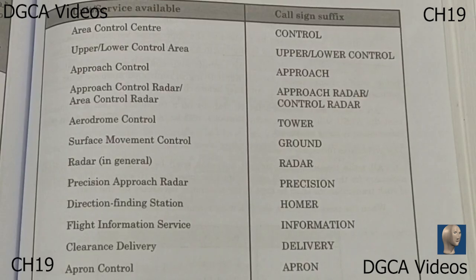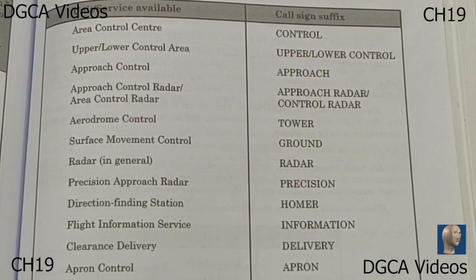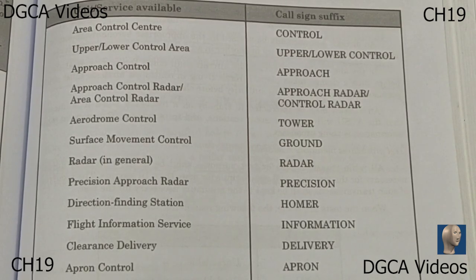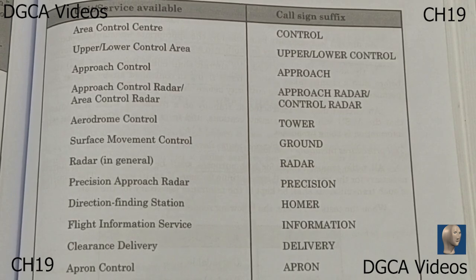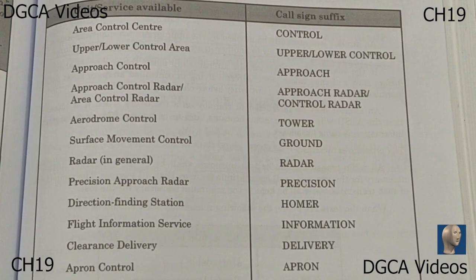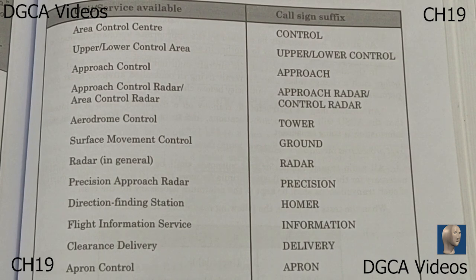That was all about phrases. We'll be coming to the call signs of aeronautical stations. So this is again an important one. Area control center is known as control, is only said control. Upper lower control area is called upper lower control. Approach control is called approach. Approach control radar or area control radar is called approach radar or control radar. Aerodrome control is called tower. Surface movement control is called ground. Radar is called radar. Precision approach radar is precision.